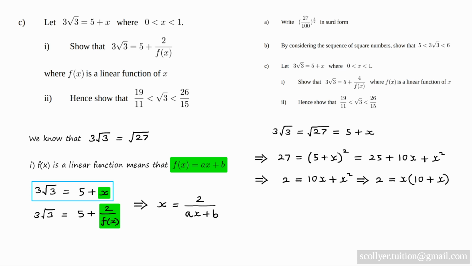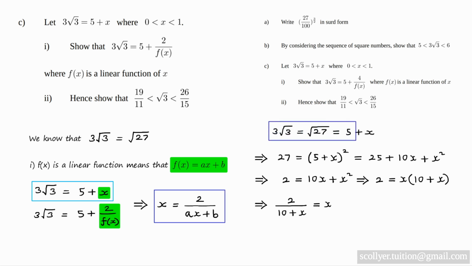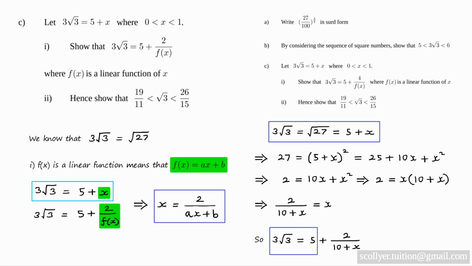And we note that 10 plus x is a linear expression. So on dividing by 10 plus x, we have that 2 over 10 plus x equals x, which is an expression of the required form, and which we can substitute back into our original expression. And when we do that, we find that 3 root 3 equals 5 plus 2 over 10 plus x, which is an expression in the required form.